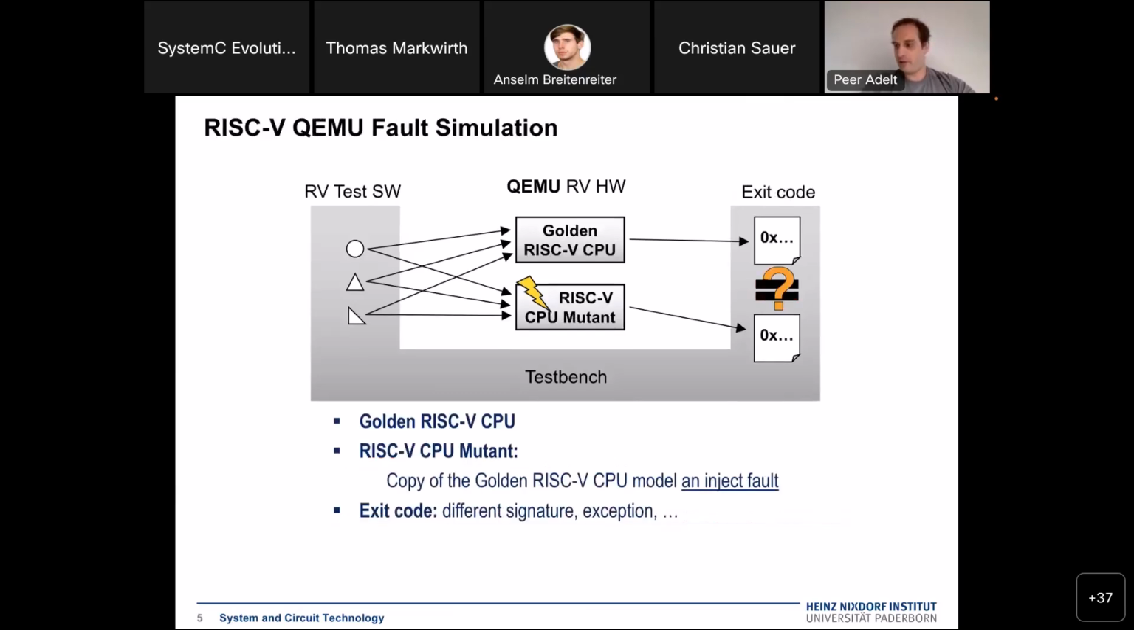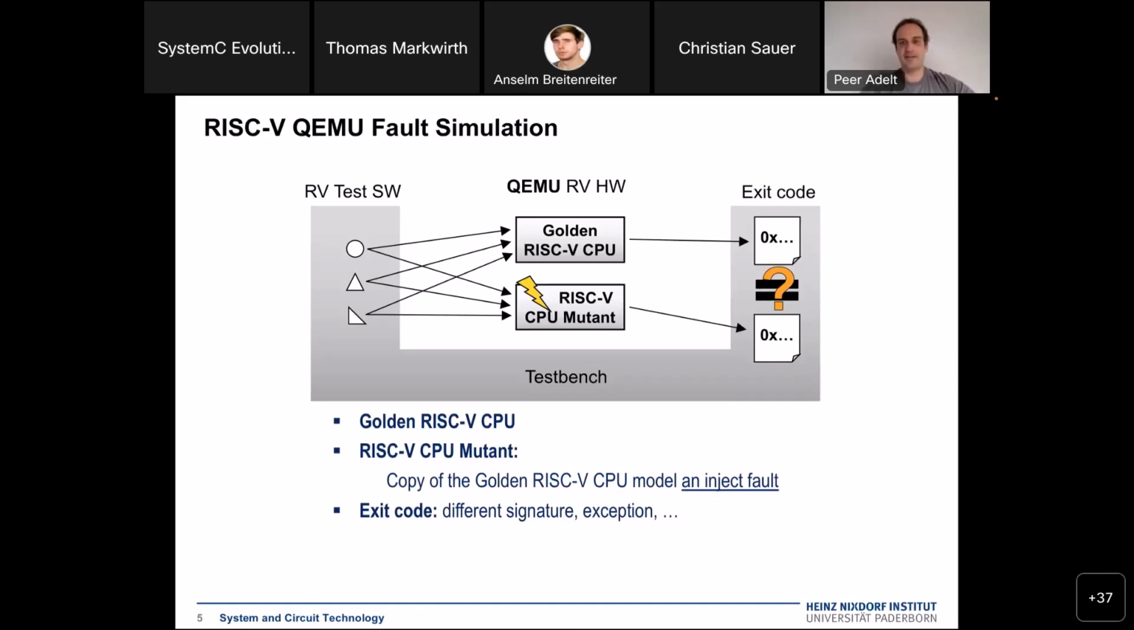For RISC-V, we have a slightly different terminology. We do not speak about test vectors there. Instead, we call our test vectors RISC-V test software. On the right side, we don't have responses, the general term, but instead we have exit codes or exit conditions that come from the software execution. And in the middle, we don't have the abstract term hardware under test. Instead, we have the QEMU RISC-V hardware.